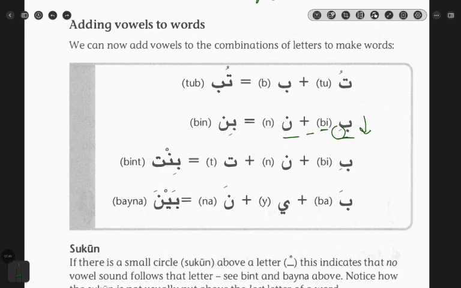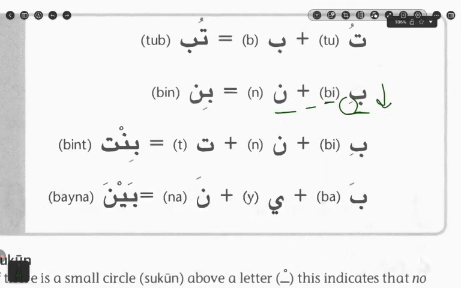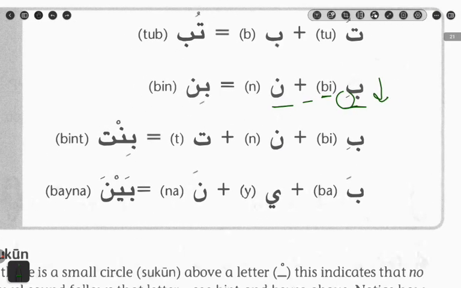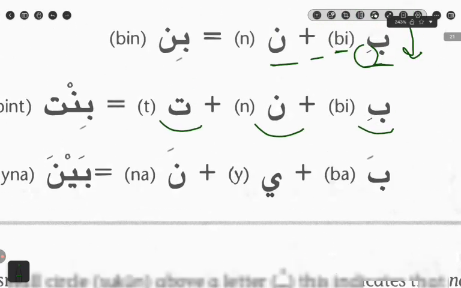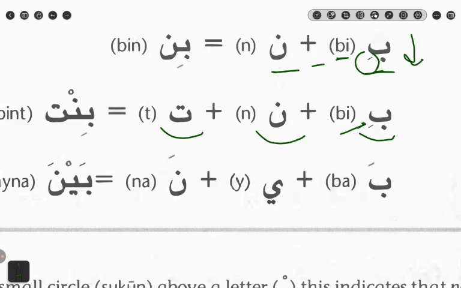Okay, now let's try to add vowels to those combinations of letters to make meaningful words. Okay, for example, let's see those last two examples. Here we have ba plus noon plus ta. So if we add kasra to ba, it will pronounce it like b. Okay, and then sukoon to noon.